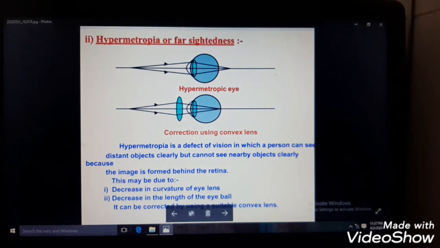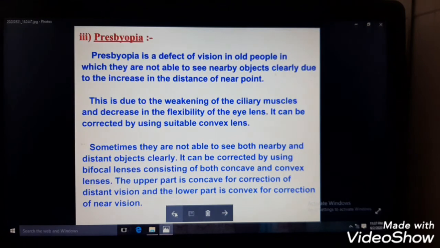Okay, then there are some other defects. There is one more defect, that is presbyopia. Now what is this? Sometimes it happens with some people that the person is not able to see both nearby and distant objects clearly. What will happen in that case? That can be corrected by using bifocal lenses, and that defect is known as presbyopia.